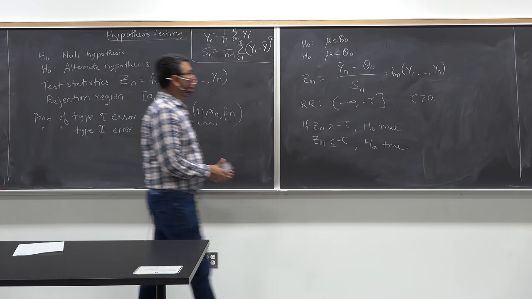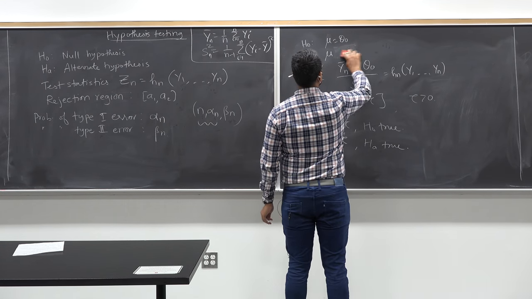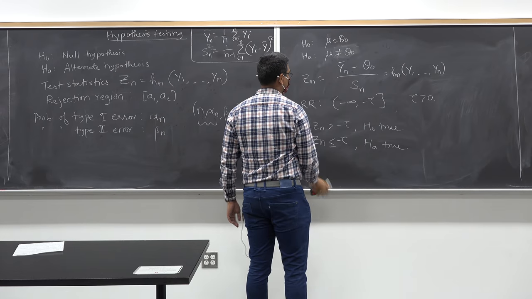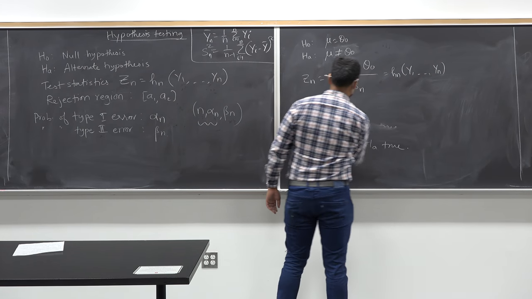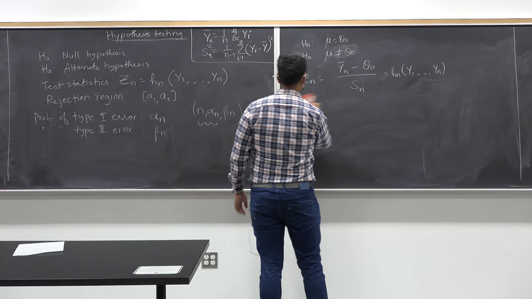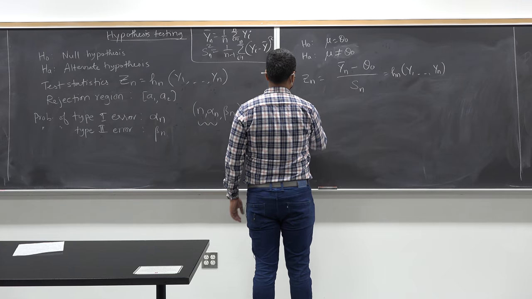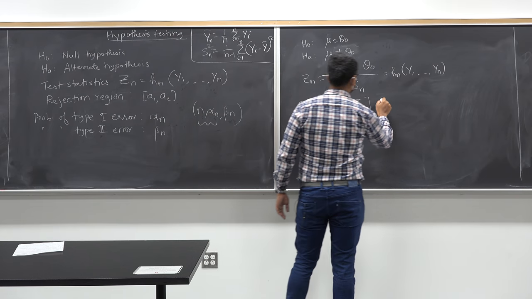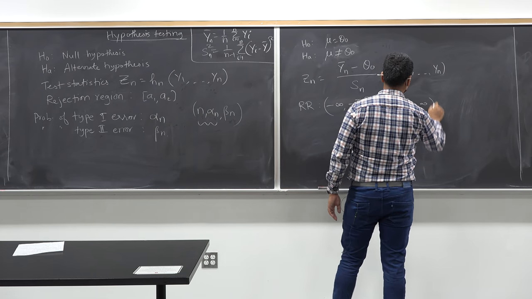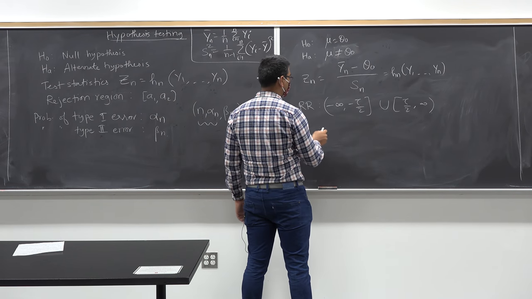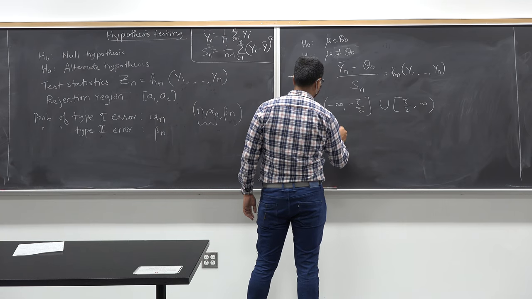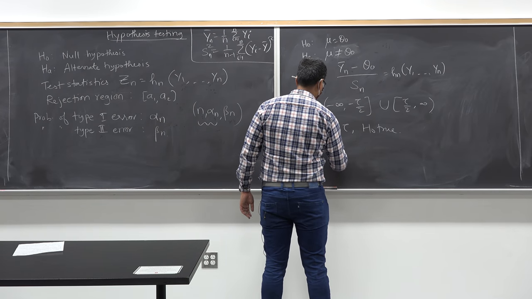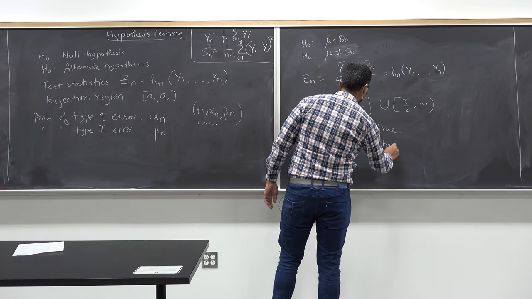Okay. Let me make another change now. Mu, which is the mean, is not equal to theta naught. In this case, your rejection region is minus infinity to minus tau over 2, union tau over 2 to infinity. What that means is if the absolute value of Zn is less than tau, H naught is true. If the absolute value of Zn is greater than or equal to tau, Ha is true.